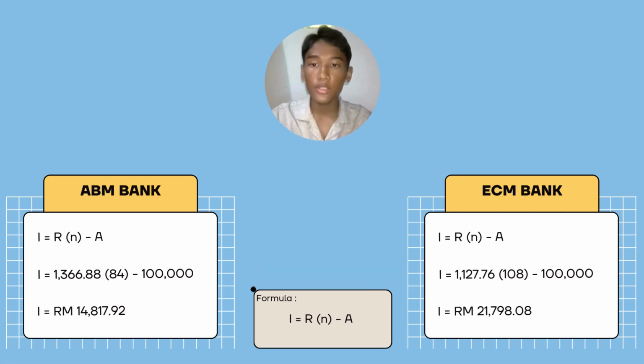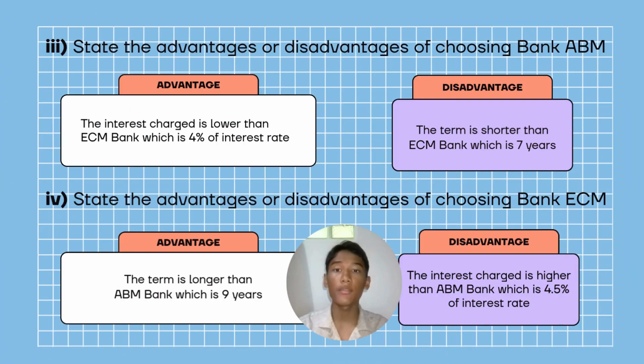Since we already get the R from the previous question, we can just insert the R into the formula. And we will get the interest charge for ABM Bank is 14,817 ringgit and 92 cents. And the interest charge for ECM Bank is 21,798 ringgit and 8 cents. For Roman 3, state the advantages or disadvantages of choosing Bank ABM. The advantage is the interest charge is lower than ECM Bank, which is 4% interest rate. And the disadvantage, the term is shorter than ECM Bank, which is 7 years. And for Roman 4, state the advantages or disadvantages of choosing Bank ECM. The advantage is the term is longer than ABM Bank, which is 9 years. And the disadvantage, the interest charge is higher than ABM Bank, which is 4.5% interest rate.